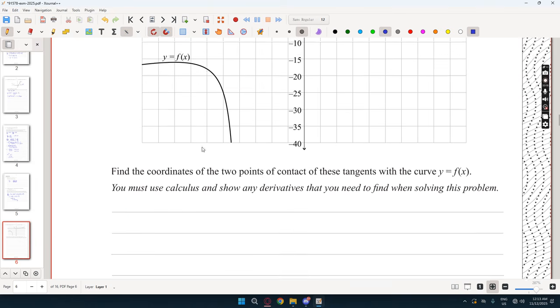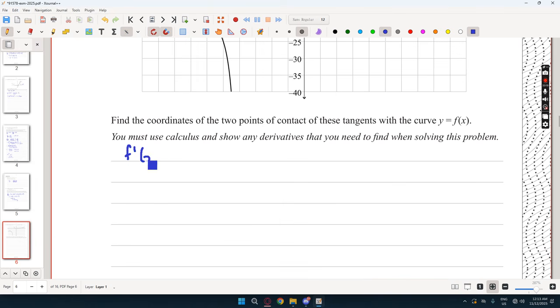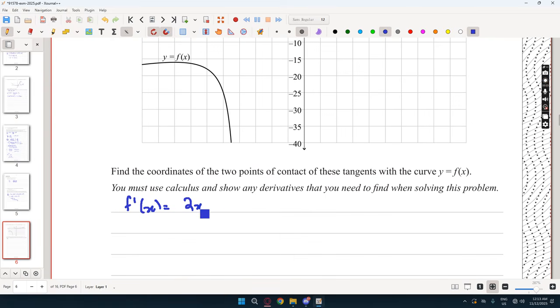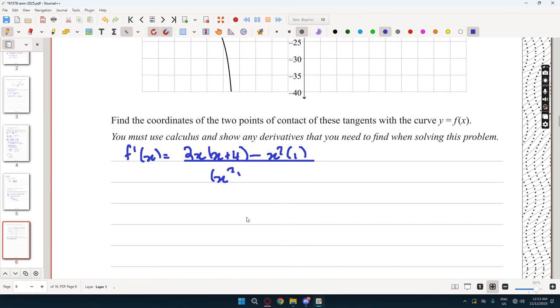Oh god, okay. F prime of x equals 2x times x plus 4 minus x squared times 1 on x plus 4 squared.